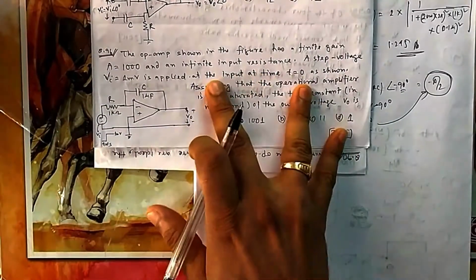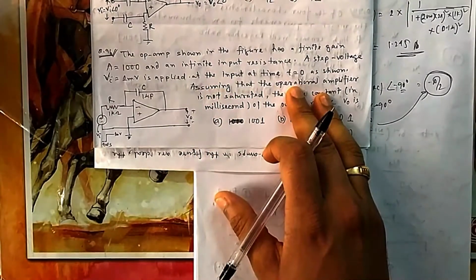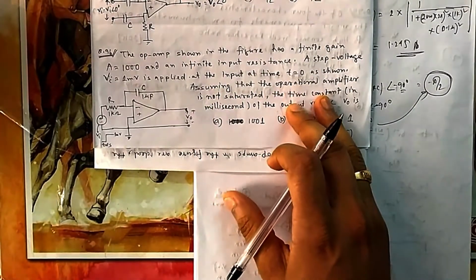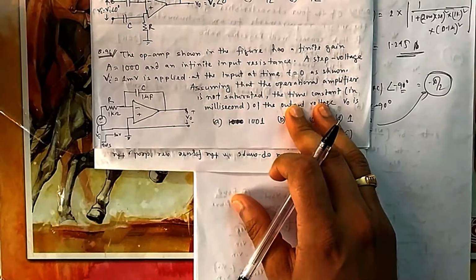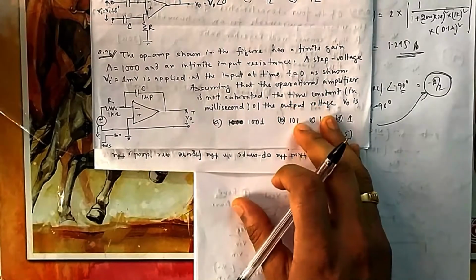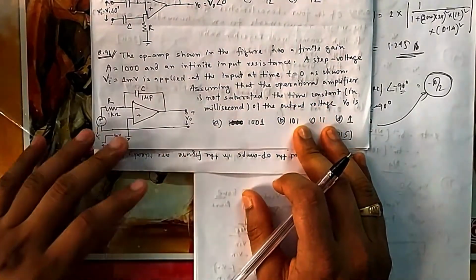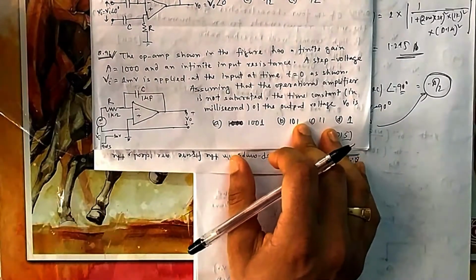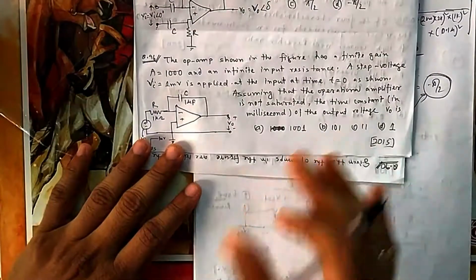A step voltage of Vi is applied to the input at t equal to 0 as shown in the figure. Assuming that the operational amplifier is not saturated, the time constant of the output voltage V0 is equal to what? Now you cannot say it here because it is not infinite gain.